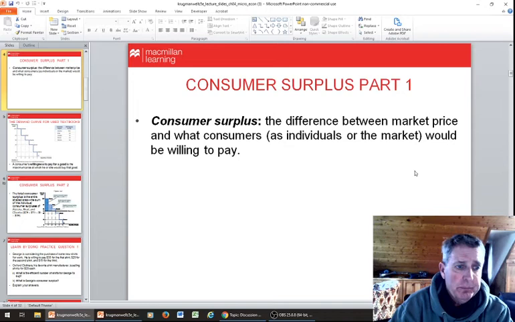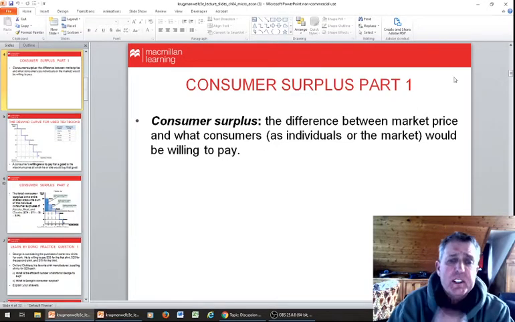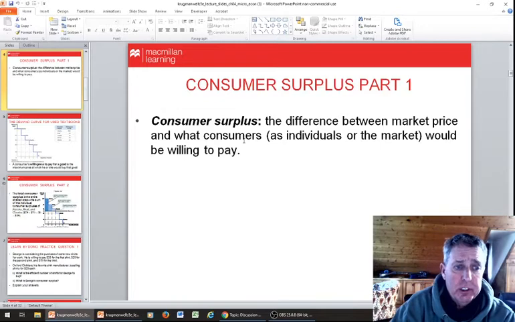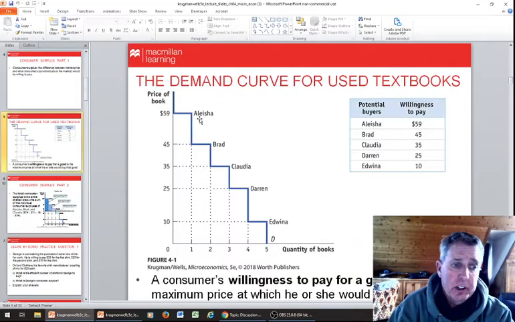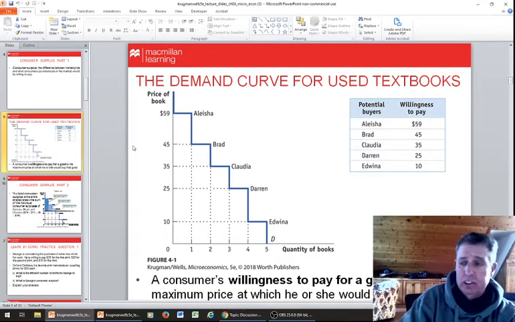So now, what would happen? What does that mean about consumer surplus? Well, the difference between the market price and what consumers as individuals would be willing to pay, that's the surplus, right? What would you pay for good policing? Are we underpaying them? I don't know.